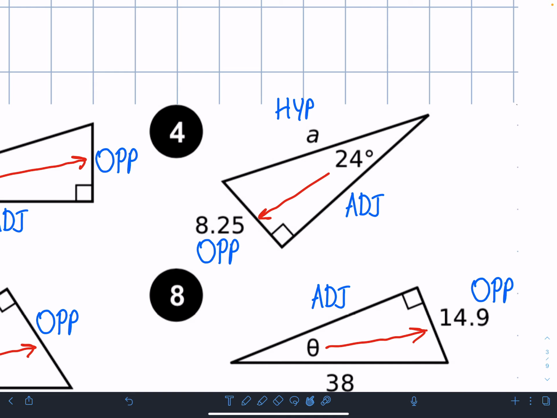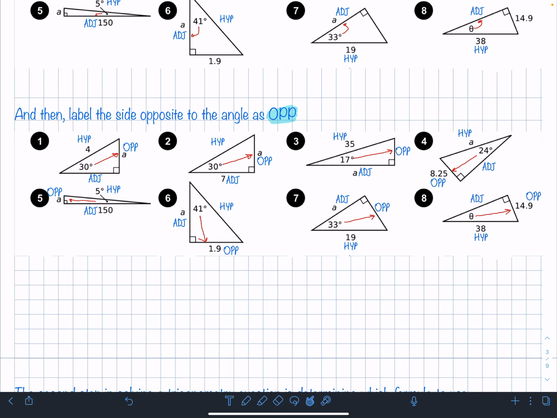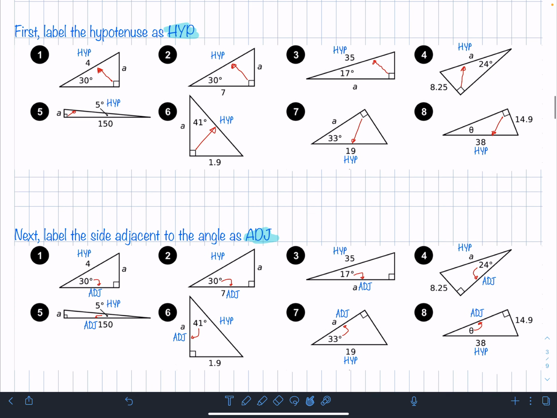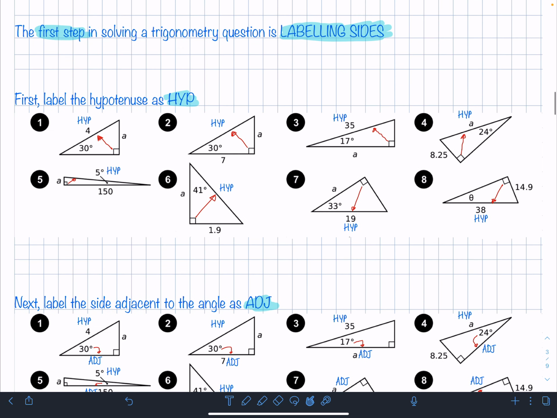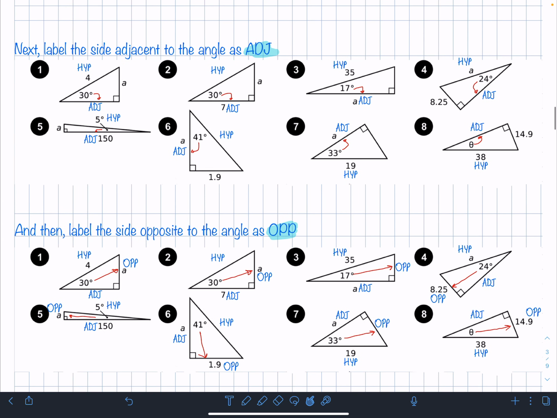You still look for the hypotenuse, and then the adjacent, and then the opposite, and so you can find the opposite after you've labelled hypotenuse and adjacent. So really this is the first step in solving trigonometry questions, is labelling sides. First hypotenuse, then adjacent, and then after that opposite.